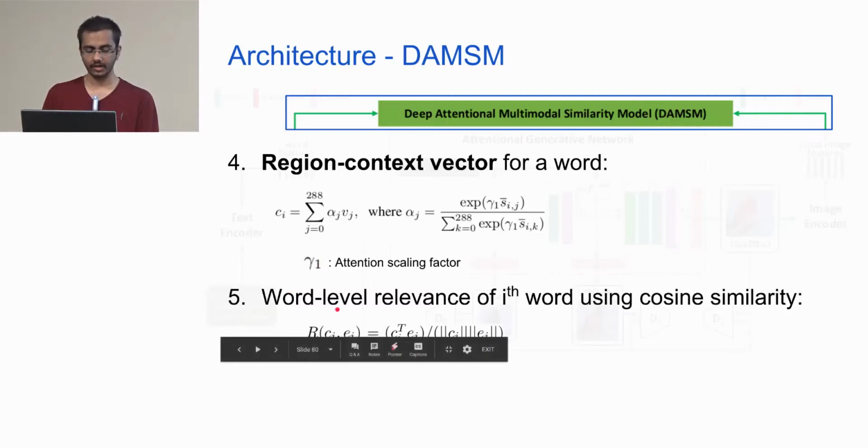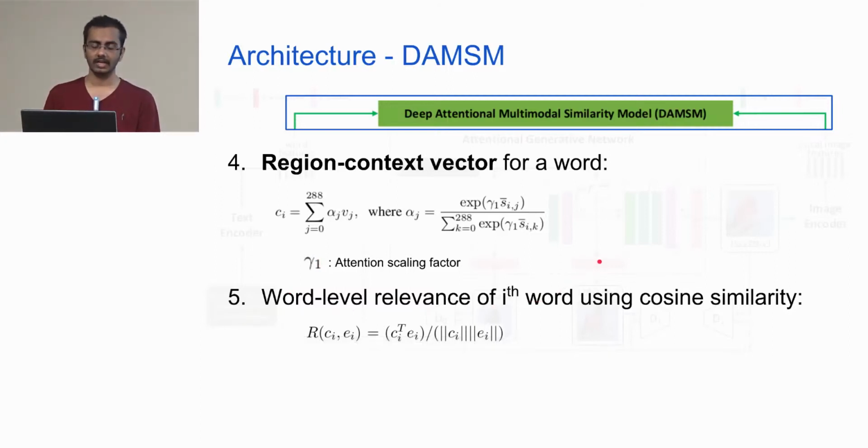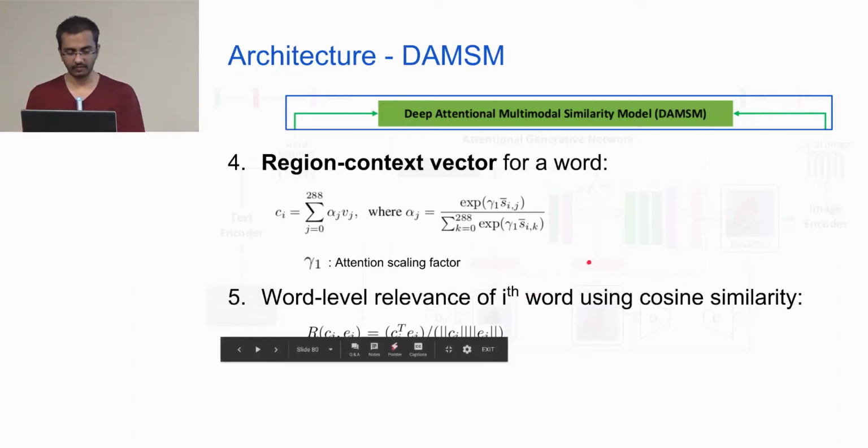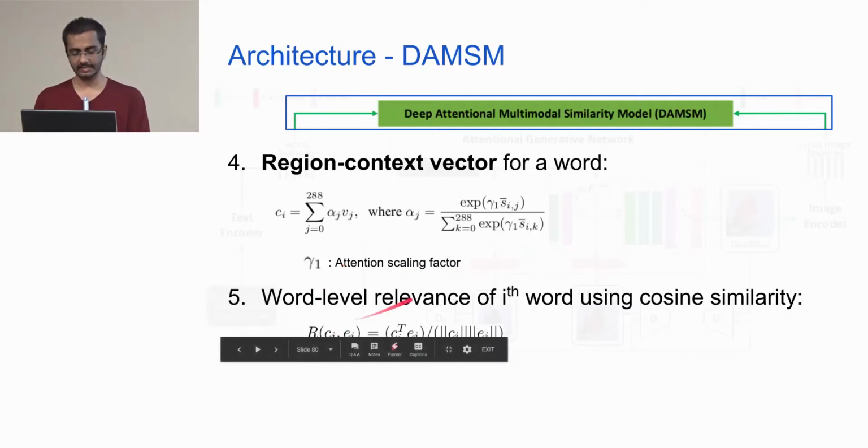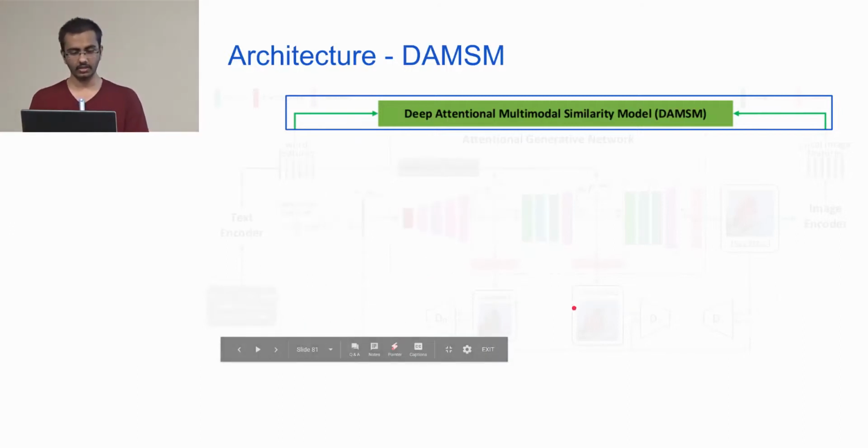Next, we calculate the word level relevance using the ith word and formulating it using cosine similarity. As you can see here, this is the simple cosine formula which uses the current word's region context vector and the word level features. You have them both dot producted together and divided by their magnitudes, which is just the cosine similarity. So you have this R of CIEI. This is basically a score for each of those words on how important they are in generating the actual image. So you will have T of those RCIs and we'll use them later on.